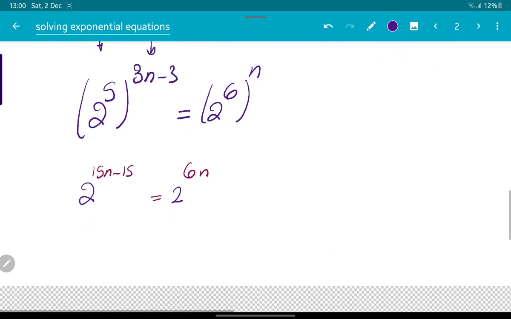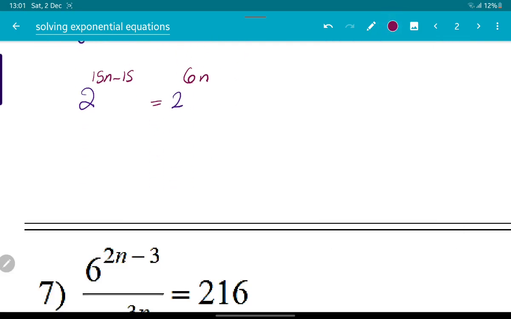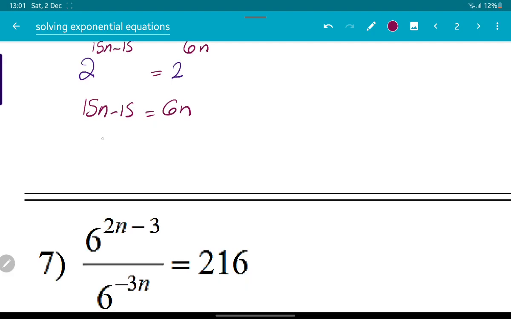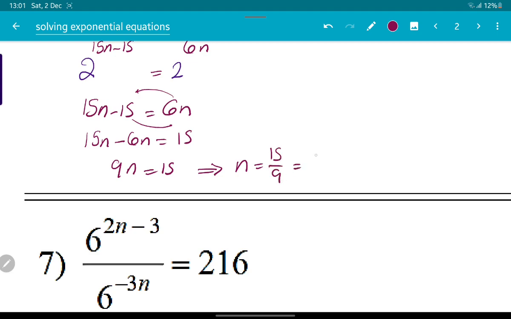Now we have the same base, so we can take the two powers, put them equal, then solve. 15n minus 15 equals 6n. Then isolate this 15n. We'll take the 6n to the left side and we will send this 15 to the right side. The difference is 9n equals 15. Now we can simplify this to n equals 15 over 9, which is 5 over 3.